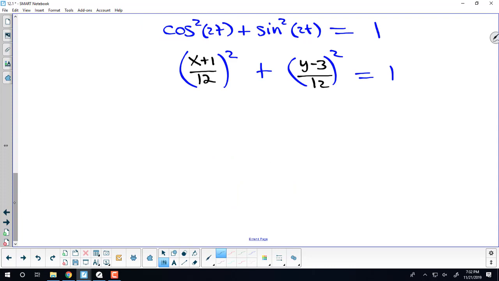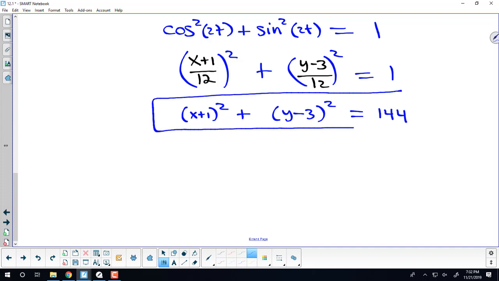Again, we have the quantity x plus 1 squared plus y minus 3 squared equals 1/4. So circle, radius 1/2, centered at -1, 3.